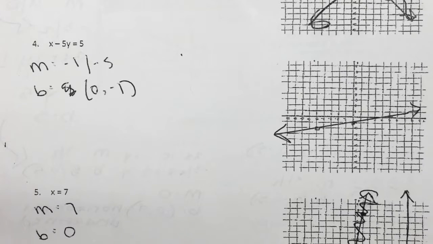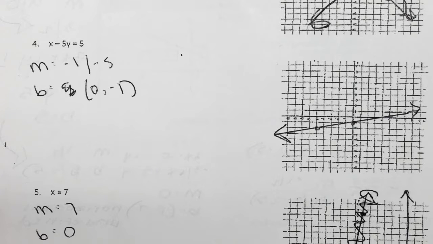Alright, kind of explain how you got your slope and y-intercept. Okay, so I did negative a over b, which was negative 1 over negative 5. And then I set y equal to 5, and I got negative 1. So 0, negative 1, and I plotted that first because it's the y-intercept. And then I went up 1 and over 5 because 2 negatives make a positive.